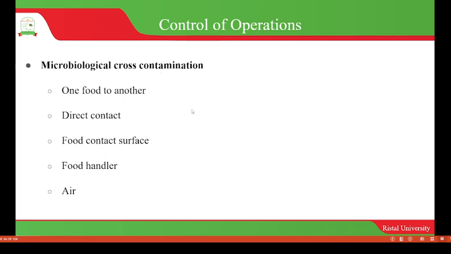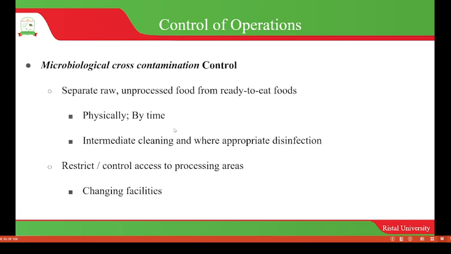So we have to ensure that all these are controlled in order to make sure that the food is safe. Then, microbial cross contamination control: how can we control this? We can control the microbial cross contamination by separating raw and processed food from ready to eat foods, and we can do this physically or by time. And there has to always be intermediate cleaning, and where appropriate we have to disinfect.